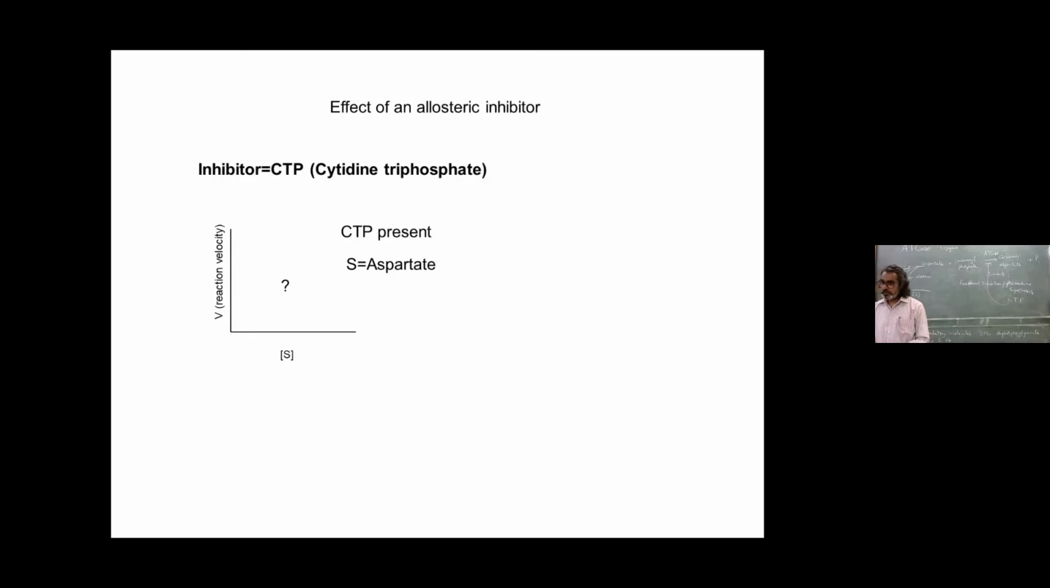But now let's say you add an inhibitor. In the case of ATCase, the inhibitor is CTP, cytidine triphosphate, which is a very downstream product of this chain of reactions. How can it come and bind? I'll show you what is observed, and then explain why that is.